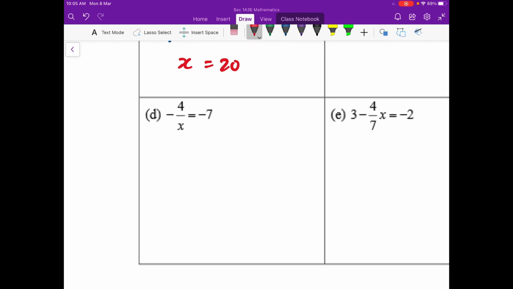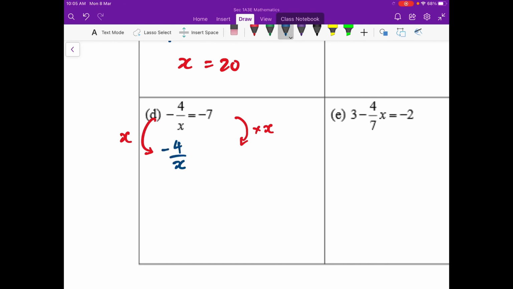Okay, now, part D. Things get more interesting. I want to find the value of x. X is currently stuck in the denominator. What shall we do? Any suggestions? Times x. Times x on both sides? Shall we try that? Okay, let's try. We multiply by x on both sides. So now x is no longer in the denominator. On the left hand side, if I work everything out, this is what we have.